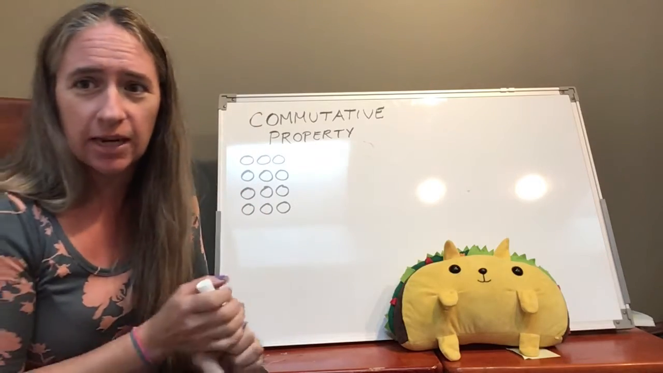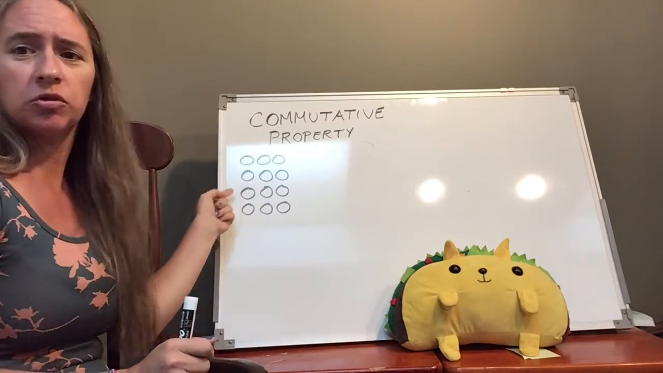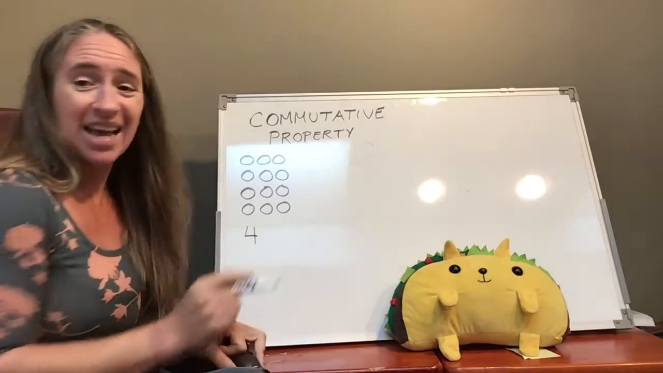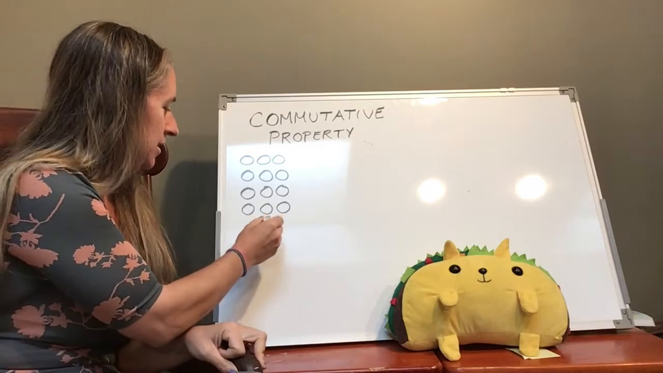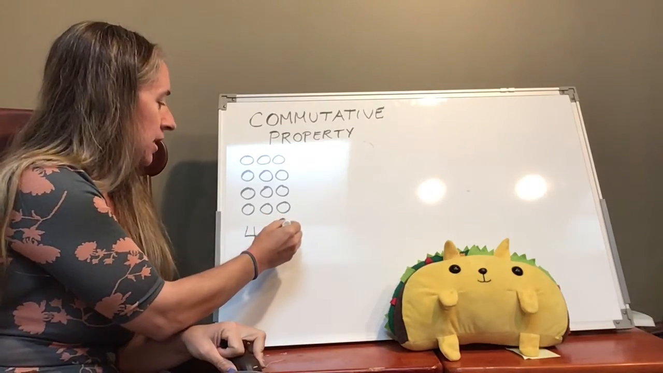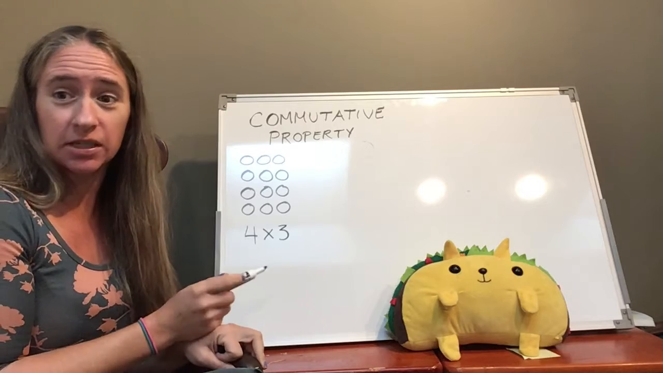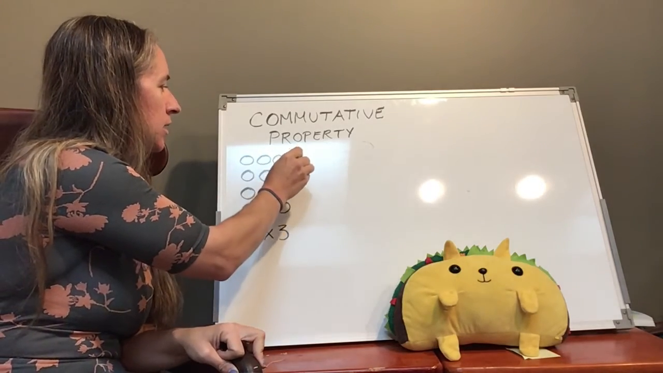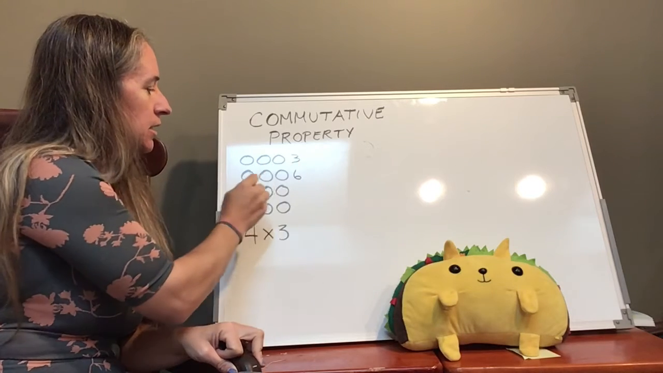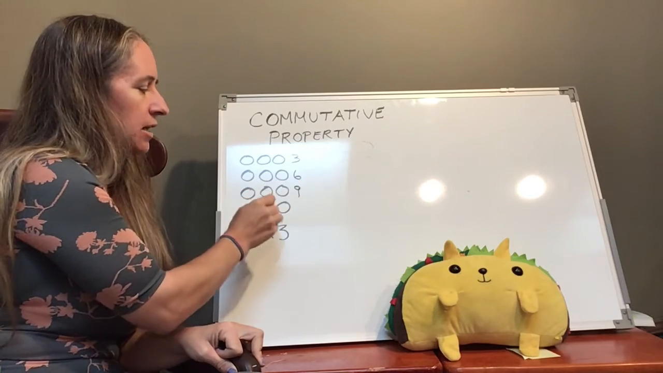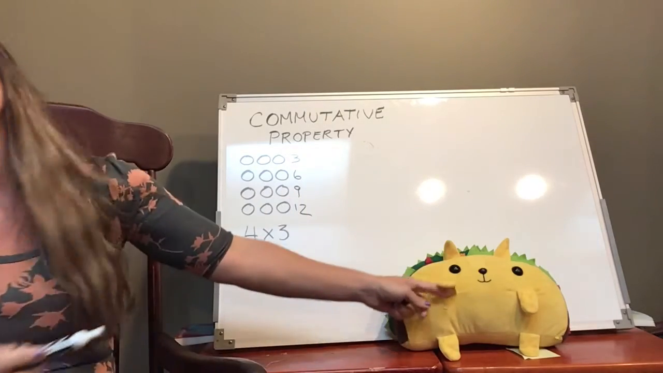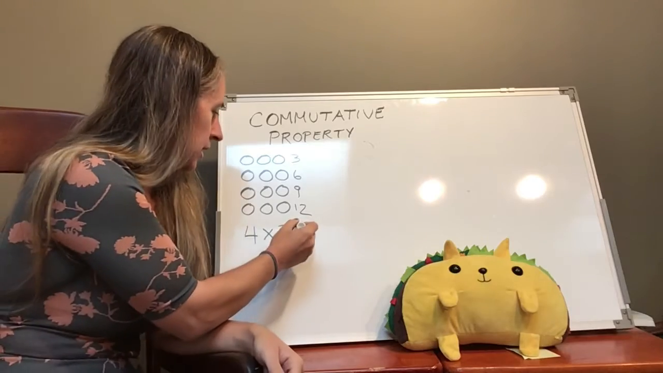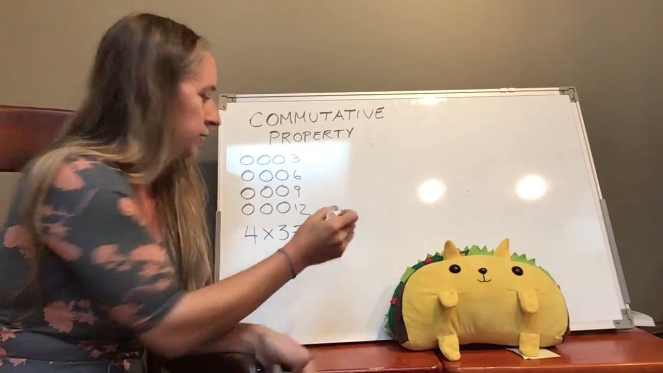So let's look at my array that I've drawn here. I have 1, 2, 3, 4 rows, and each row has 3 in them. So I can count the rows to see what 4 times 3 is. 1, 2, 3, 4, 5, 6, 7, 8, 9, 10, 11, 12. So 4 times 3 is 12. Correct, Taco Cat. 4 times 3 equals 12.